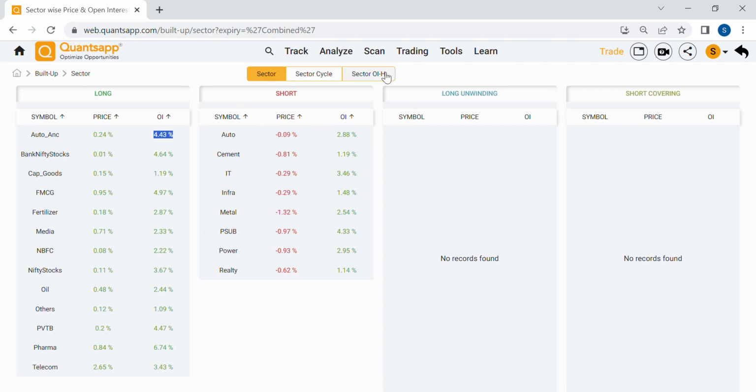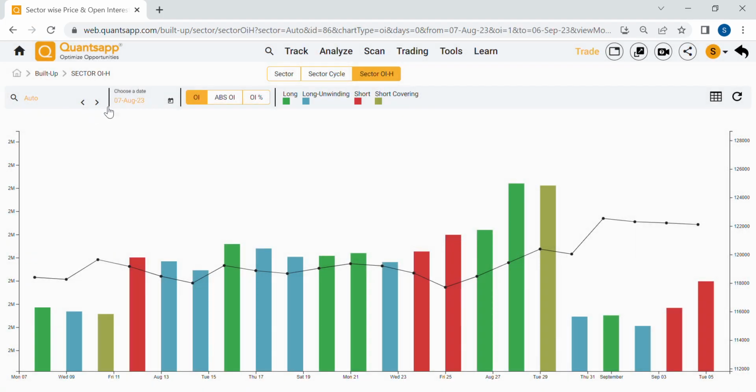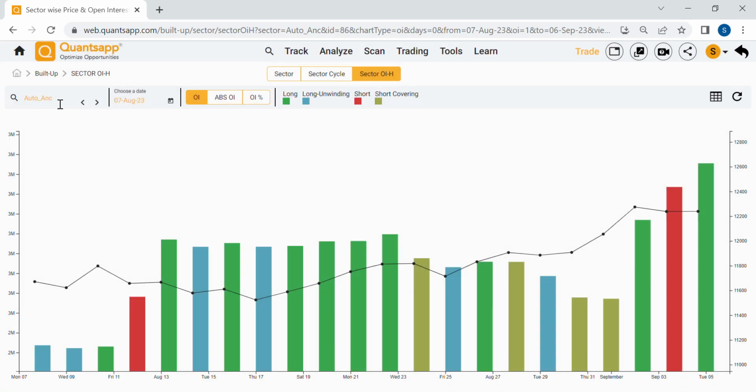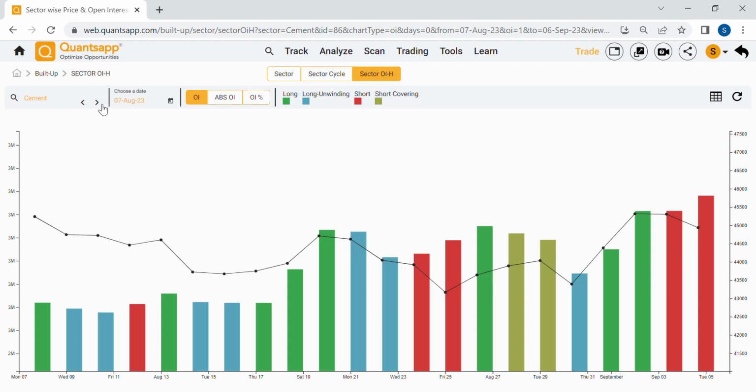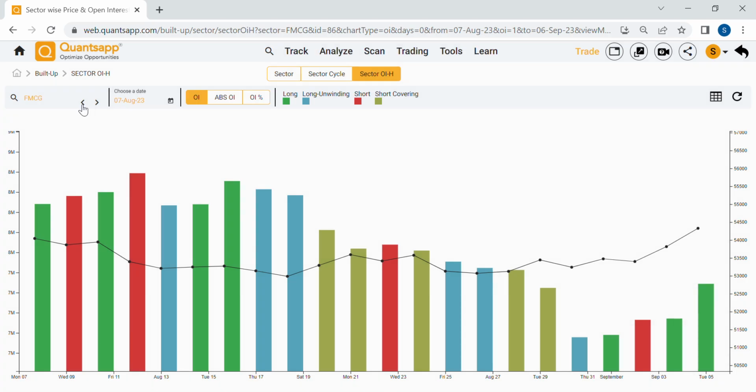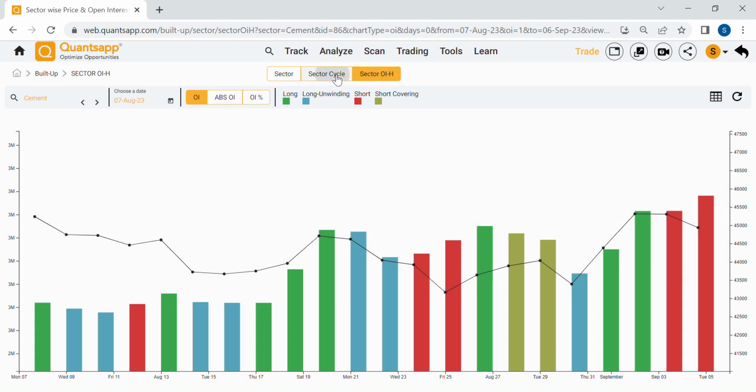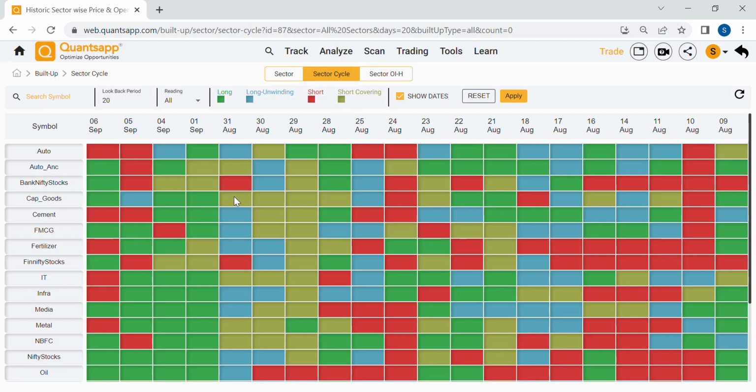Now obviously I can do this check one by one. I can come to the sector page and keep on scanning what is happening in auto ancillary, what is happening in auto, but the problem is that I can't keep on doing this exercise on a daily basis for individual sectors. So now I'll navigate to sector cycle, which will help me in scanning those sectors which are in a momentum.